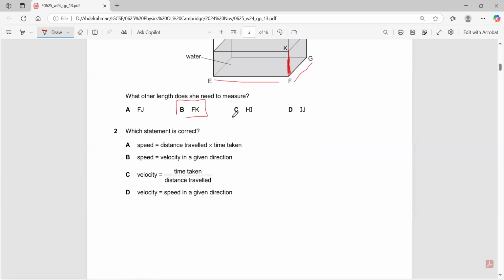Which statement is correct? Speed equals distance times time. Speed is velocity in a given direction. Speed is velocity in a given direction? No, it's actually the other way around. Velocity is the speed in a given direction. So this is wrong. And velocity is distance over time. Velocity is the speed, but in a given direction.